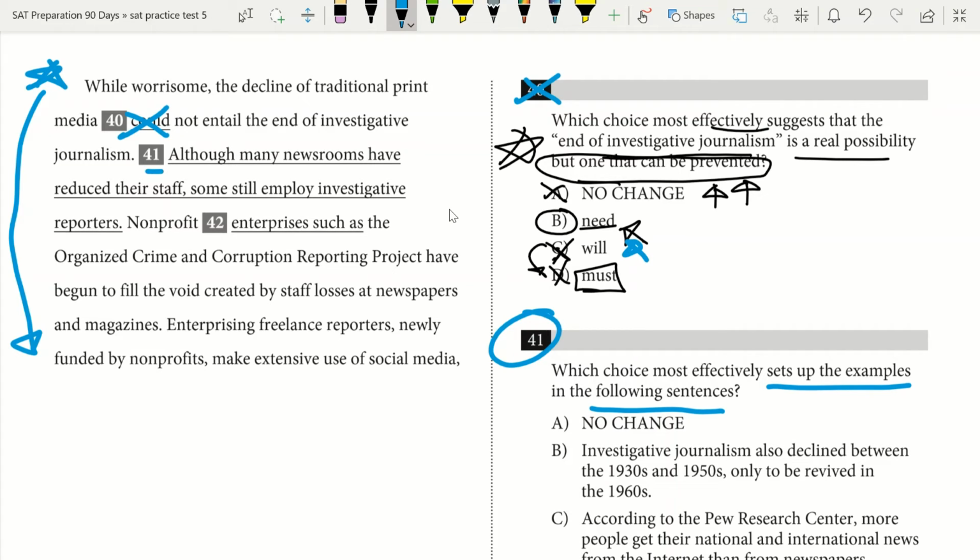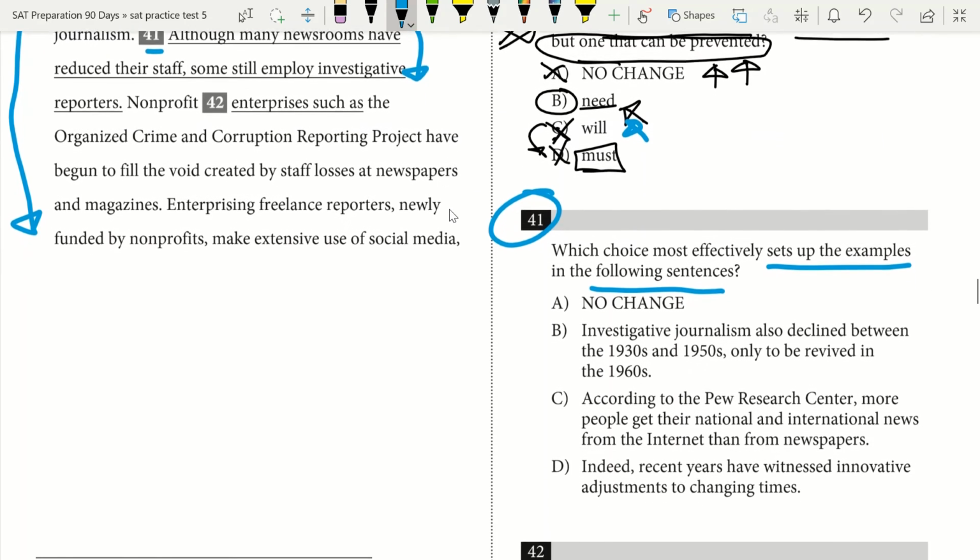Then we go on, we have 41. At this point it asks us to set up examples in the following sentences. So in order to know what sentence 41 should be, I have to know what my examples are going to be. So I have to skip down. So I'm not even going to read sentence 41 yet because I don't know what it should say because I have to know these examples first.